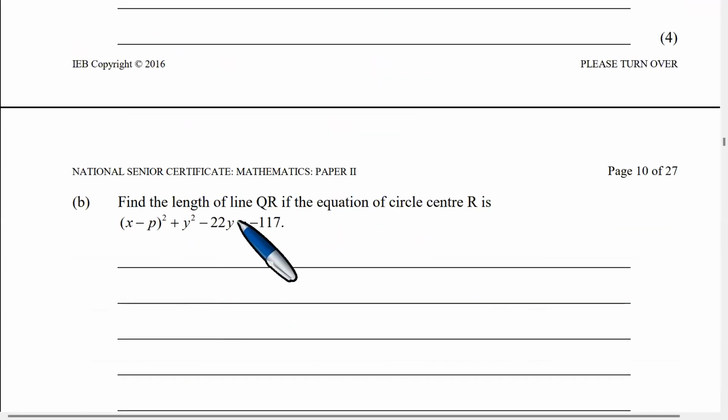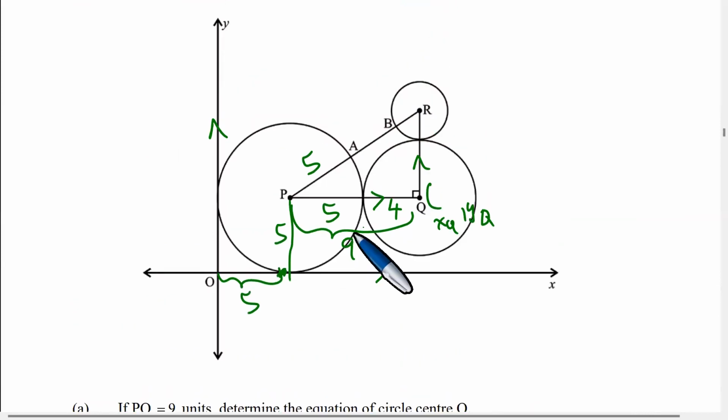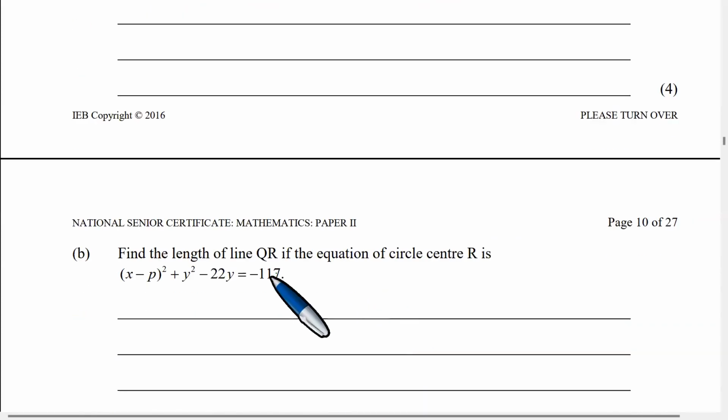Find the length of QR if the equation of circle R is this. Let's see, where is QR? If the circle of center R is this one, we just need to write it properly. To write it properly, we must be able to find the coordinates of the center. So it's (x minus p) squared, and then we have y squared minus 22y.